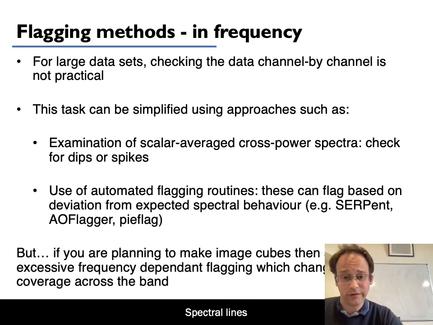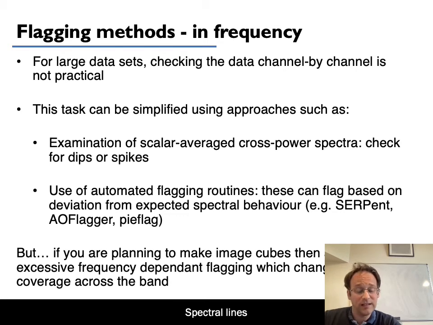You have to be careful with these. For weak lines, they're not really going to flag anything that's a weak extragalactic line, for example. However, you do have to be a little bit careful with these sorts of flaggers, particularly for strong lines that might be detected in individual visibility spectra. You've got to be a bit careful that they don't get flagged by these routines.